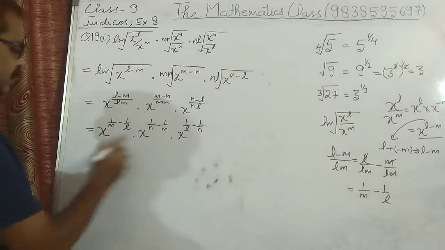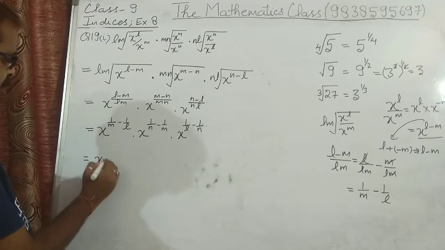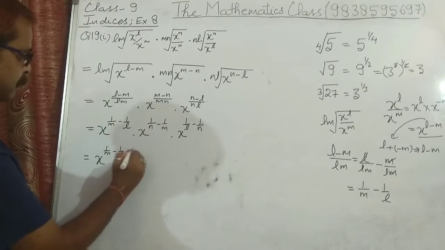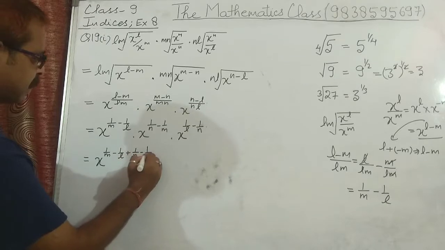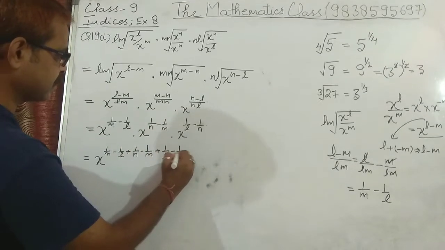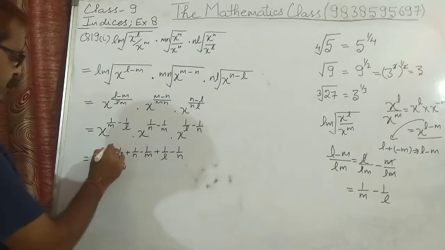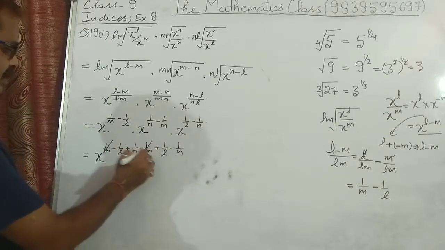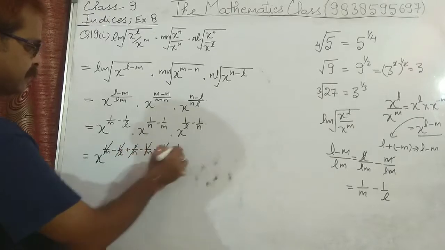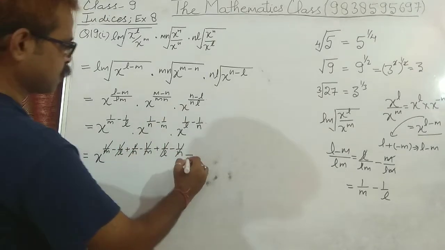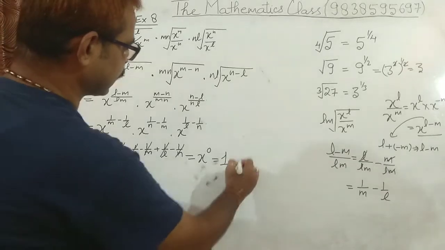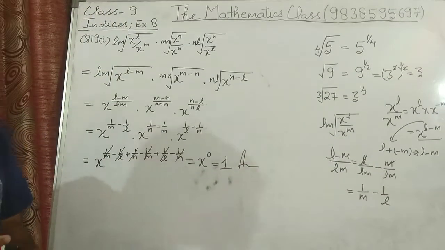Now bases are equal, we will add the powers. It will be 1 upon m minus 1 upon l plus 1 upon n minus 1 upon m plus 1 upon l minus 1 upon n. Now 1 upon m positive, 1 upon m negative, cancelled; 1 upon l positive, 1 upon l negative, cancelled; 1 upon n positive, 1 upon n negative, cancelled. You got x to the power 0, and something to the power 0 is 1. That is the final value.